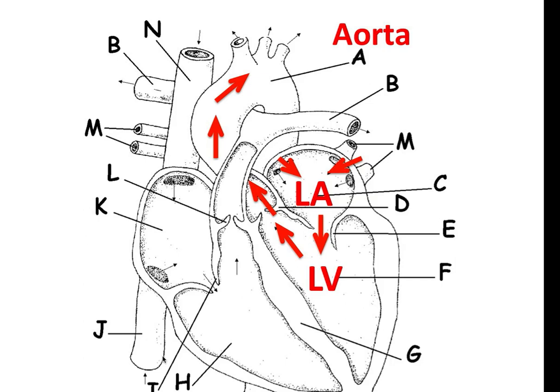And last structure, just to note here, is this separating wall between the left side and the right side, which is called the septum. If you ever heard of someone having a deviated septum, it's not about their heart, but it's about their nose and the division between their nostrils, basically.